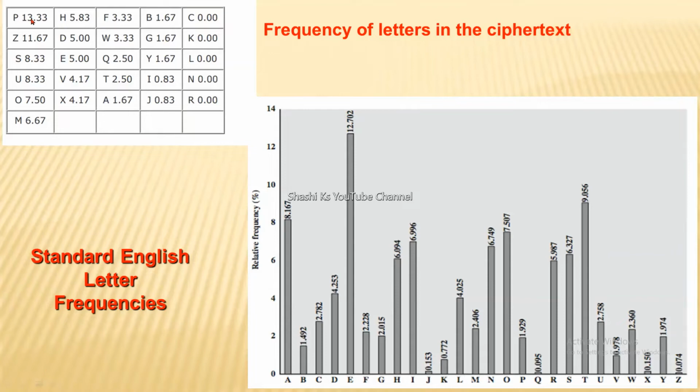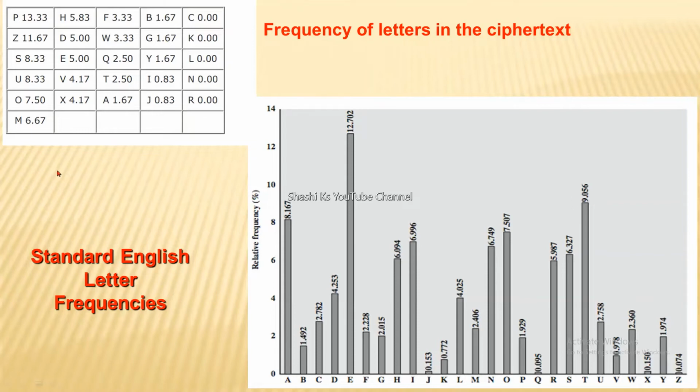So P might be associated with E. And then the next is Z with a frequency distribution of 11.67. The next frequency is T with a frequency distribution of 9.056. So cipher letters P and Z are the equivalents of the plain letters E and T, but we are not sure about which is which.